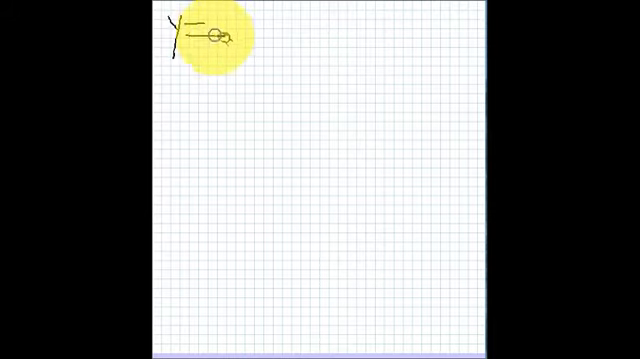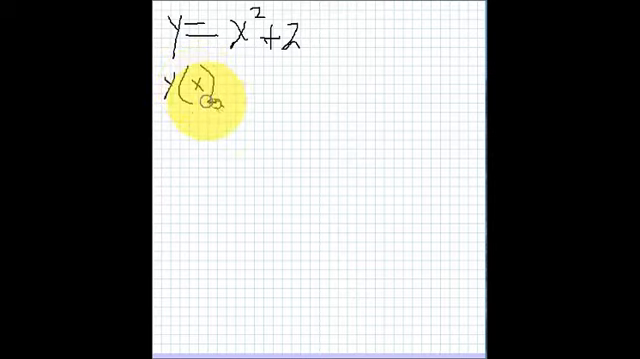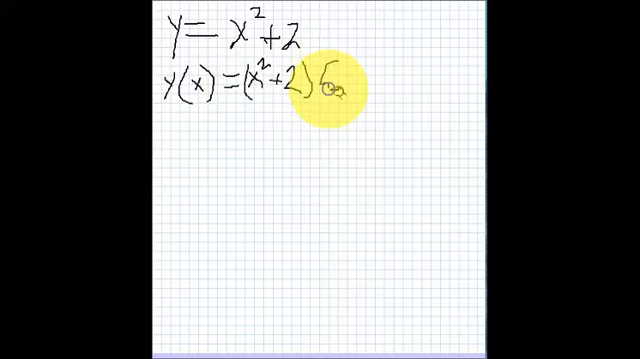When you see functions, a lot of times they're just going to be y equals something, but sometimes you're going to see this instead, where you put that little bubble x next to the y. I just want to make sure you know that this is not multiplication. If I were to do this, yeah, that's the confusing part. If I were to do this, this is multiplication, but this is not multiplication.